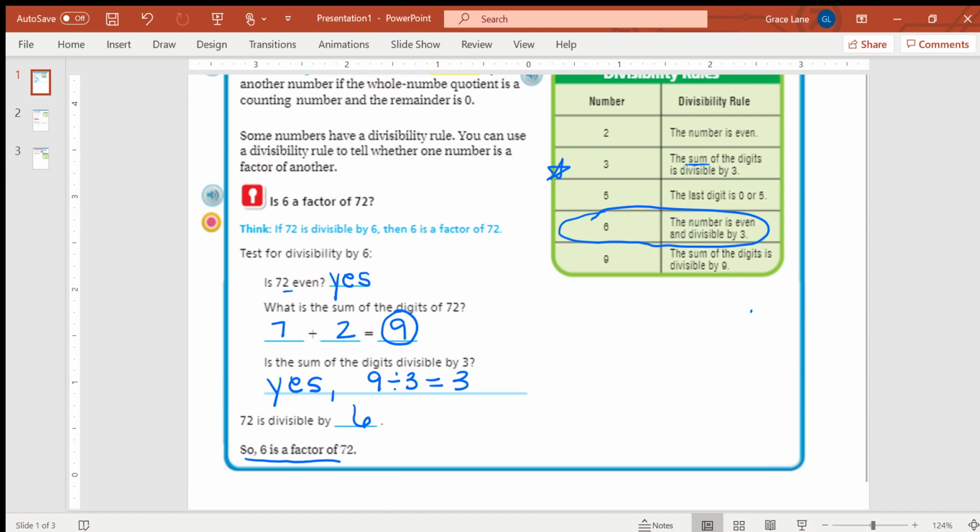Today, we're going to be practicing using these rules to hopefully speed up finding factors of a number so that you don't have to spend as much time doing long division.